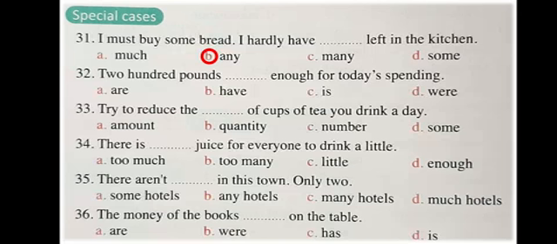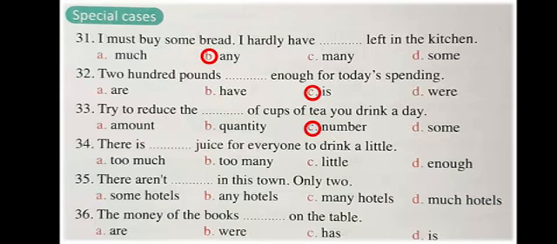200 pounds enough for today's spending. 200 pounds كلها على بعض كده يعتبر مبلغ واحد، يعني يعتبر singular noun. Are, have, is, were, is. 33. Try to reduce the space of cups of tea you drink a day. هنا cups يبقى the number of cups.